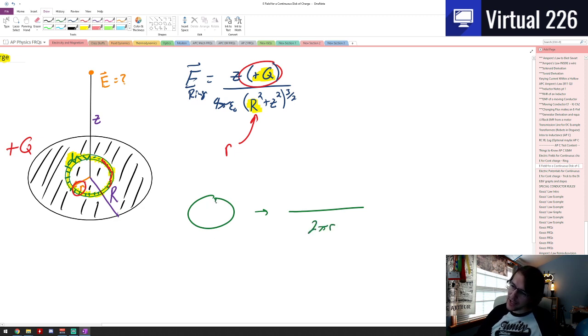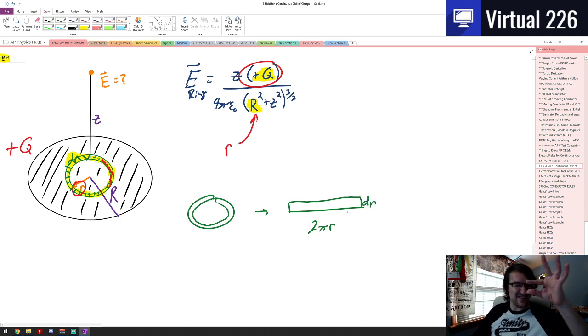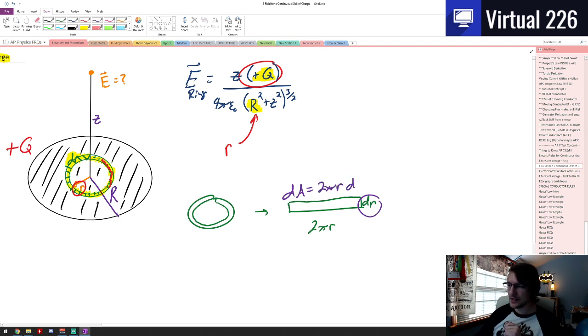Now, if this circle had some thickness to it, like this, well, then when I unroll it, I'm going to have a little bit of thickness here like that. And that's going to be some dr component. That's the infinitesimal thickness of the ring there. So if I have a length and a width, I can have an area. And this won't just be an area, this will be an infinitesimal area because I have an infinitesimal thickness to it. So my infinitesimal area will be 2 pi r dr.